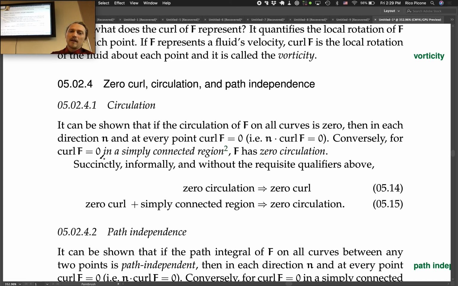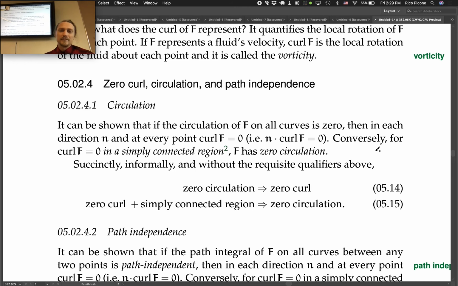Conversely, if the curl of F equals 0 in a simply connected region, F has 0 circulation. A simply connected region is a region for which every closed curve that you draw, you can shrink it down to a point without leaving that region. An example of a space that's not simply connected is a toroid, like the donut.